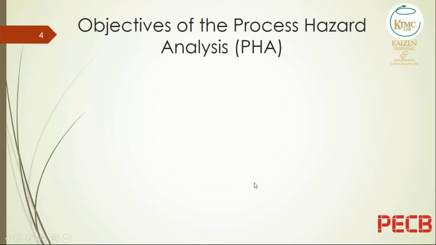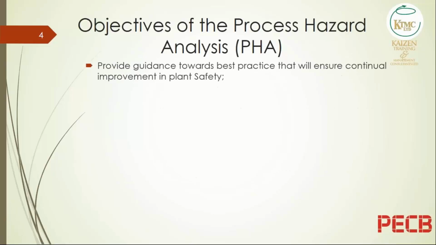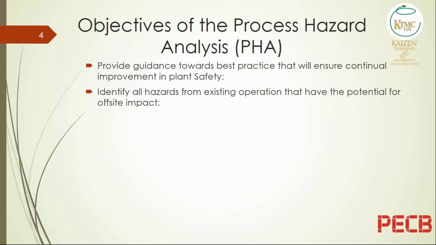The objective of process hazard analysis, or PHA, is to provide guidance towards best practice that will ensure continual improvement in plant safety. It enables the identification of existing hazards in operations, as well as it enables the participants to foresee potential hazards.